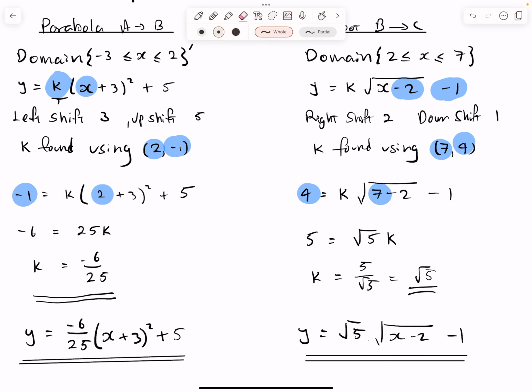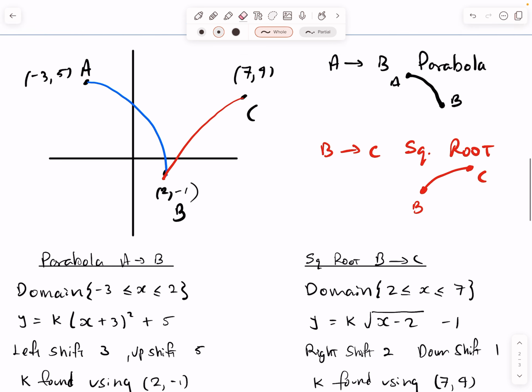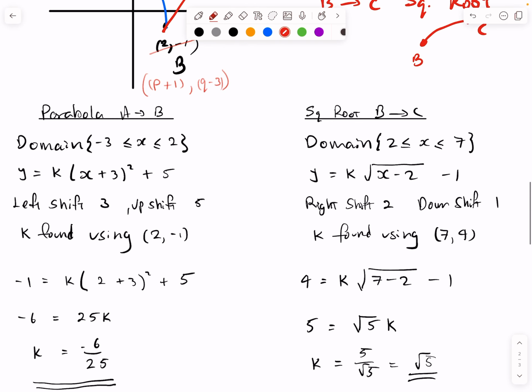Supposing someone says, let's do the same problem, but this time we're not told the point is 2, negative 1. Let's say this is some arbitrary abstract point with x coordinate p plus 1 and a y coordinate q minus 3. How does that affect all of our previous calculations? So what I'm going to do is go through the exact same steps, and there's what I'm working from before.